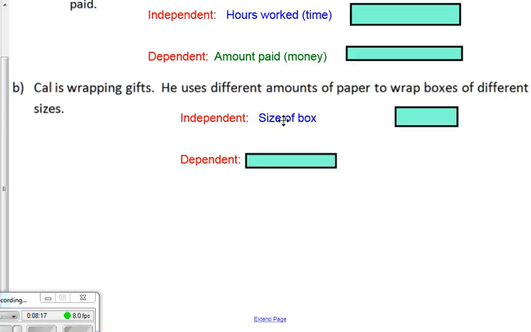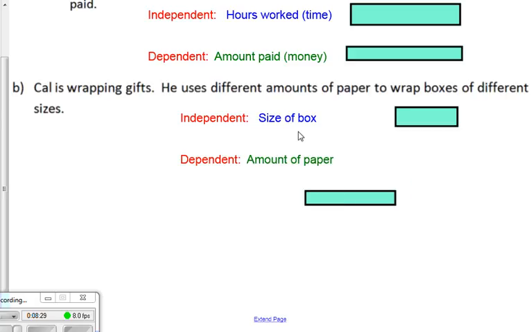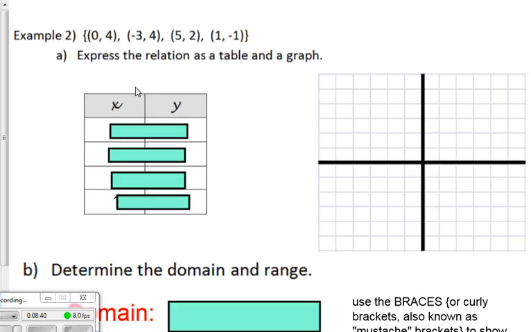If he grabs a small box, then he will need to get a small amount of paper. So the amount of paper depends on the size of the box. So the amount of paper that he uses is our dependent variable. Size of the box is the independent variable. All right, let's look at another example here.